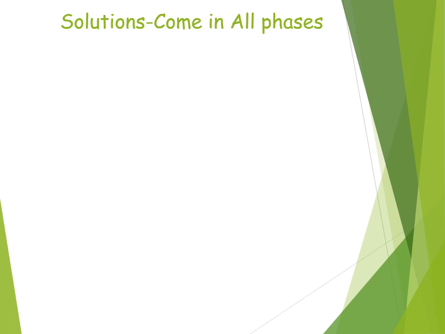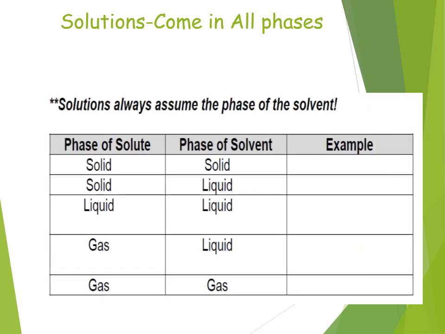And solutions come in all phases. A solution always assumes the phase of the solvent. And again, the solvent is going to be the component that we have more of. So a solid dissolved in a solid, an example of that would be a metallic alloy. So something like 14 karat gold. It's going to be a mixture of gold and other metals to add strength because gold is a soft metal.